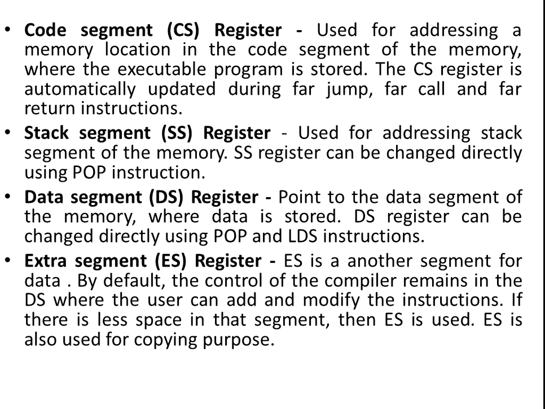While addressing any location in the memory, the physical address is calculated from two parts. The first is the segment address, and the second is the offset. The segment register contains the 16-bit segment base address, and that is added to the offset value. We will get the physical memory location.